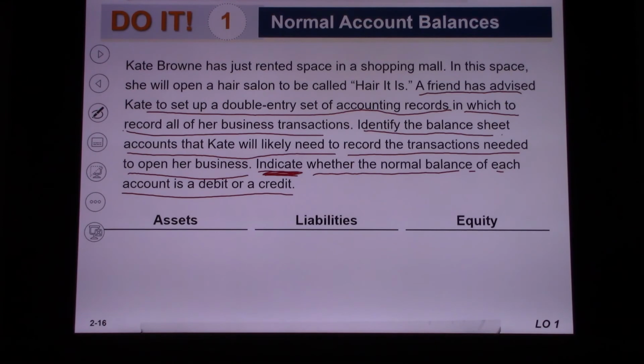Okay, Kate will have the following asset accounts: cash, supplies, equipment. And what is the normal balance for the assets? We have stated before that assets increase on the debit side and decrease on the credit side. So the normal balance will be on the increase side. In this case, it will be the debit side, the normal balance for all asset accounts.